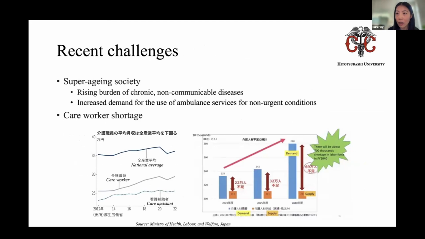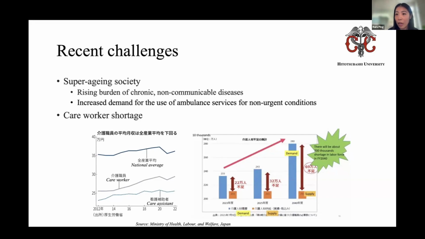In these years, Japan is still facing two overarching challenges. One is that as the population continues to age, we experience a rising burden of chronic non-communicable disease. This leads to a need for a more integrated care system. Another specific social problem that attracts recent policy attention is the increased demand for the use of ambulance services in urgent conditions, and this generates unnecessary cost in emergency care.